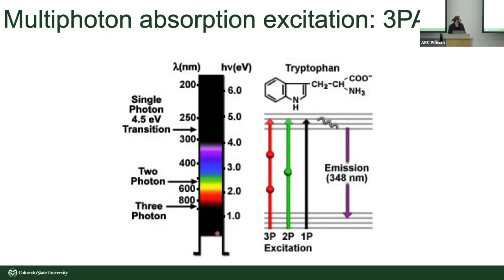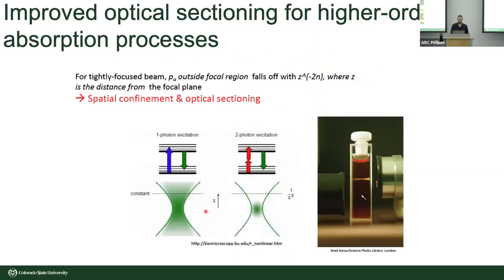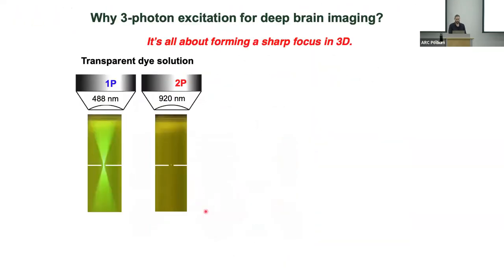Even more, you could go to 3-photon, and now we're in the infrared. So this is just another example. It's true that there are places where confocal is beneficial for something like GFP for single cells, but you need to think a little bit about your application space and how multiphoton might get you beyond what 1-photon could do. Okay, so we've seen some of these before.